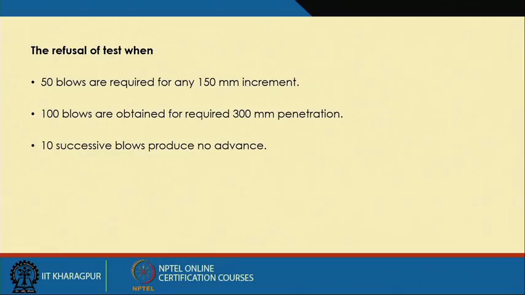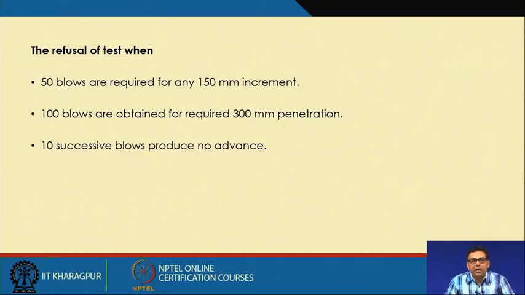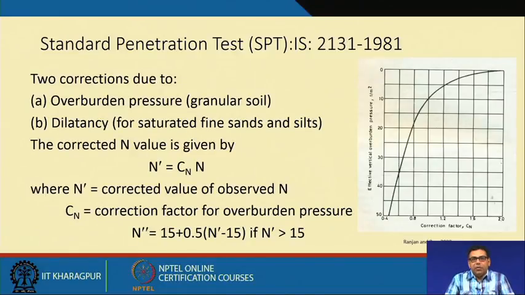Next is the refusal of the test. If 50 blows are required for any 150 millimeter increment, or 100 blows are obtained for the required 300 millimeter penetration, or 10 successive blows produce no advance, if any of them occurs, then we will stop this test, because you cannot proceed further with it. These are the conditions to stop the test.